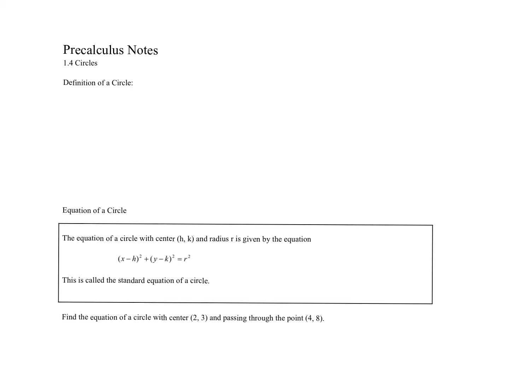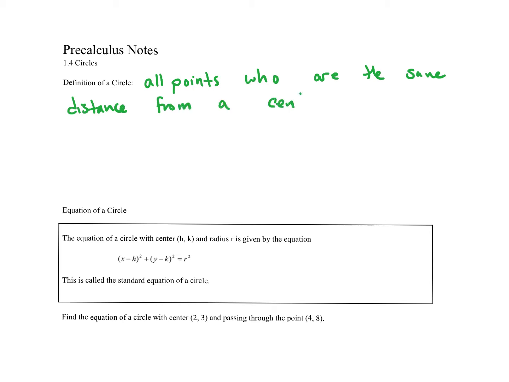All right, our last section in chapter 1 of kind of things that we're reviewing old topics is about circles. Now, obviously, we all know what a circle is, but if we want to have the formal definition of a circle, it's all points who are the same distance from a center point. So we have some point in the middle, and then all the points that are equally distant from it make a circle.